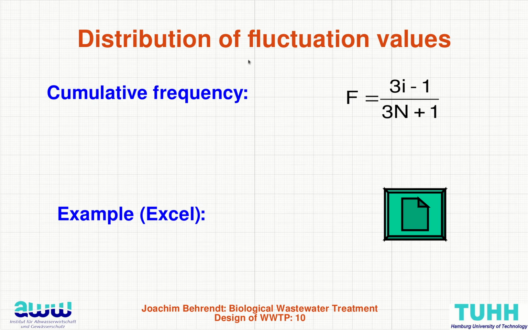Finally, to calculate the distribution of the values, we have to do some statistics. We calculate the cumulative density function from an ordered list, normally with this formula. At very small and very big values it has no big effect, and this factor of 3 was found to be quite suitable for wastewater treatment.